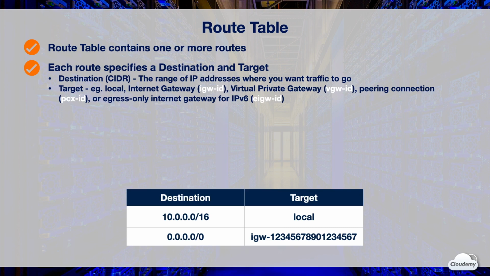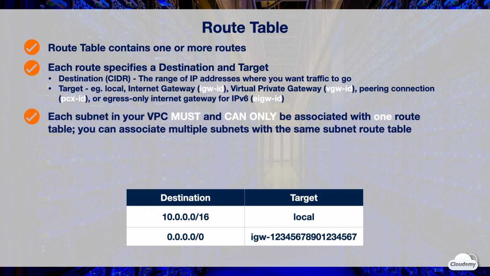When you create a VPC, it automatically has a main route table. The main route table controls the routing for all subnets that are not explicitly associated with any other route table. Each subnet in your VPC must be associated with one route table. A subnet can be explicitly associated with a custom route table, or implicitly associated with the main route table. A subnet can only be associated with one route table at a time, but you can associate multiple subnets with the same subnet route table.